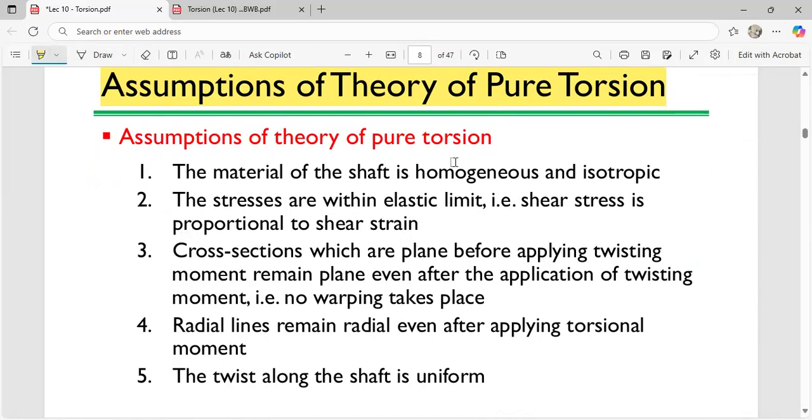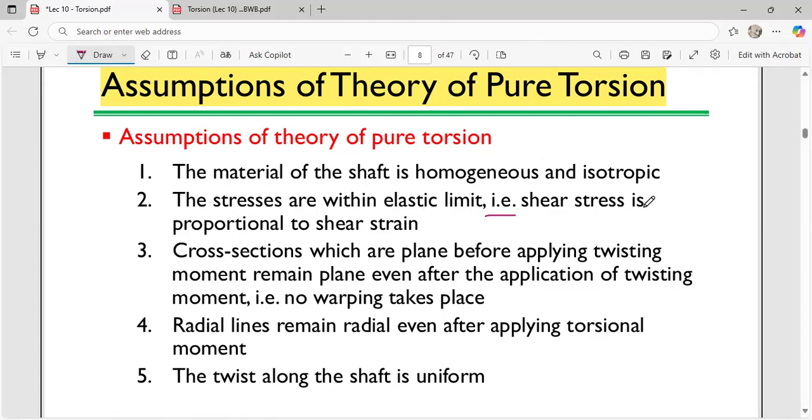Assumptions of pure torsion. One, the material of the shaft is homogeneous and isotropic. Two, the stresses are within elastic limit. That is, shear stress is proportional to shear strain, as we learned in first semester. If they say something is proportional, it means that as shear stress is increasing, shear strain is also what? Increasing. And that is the meaning of that.